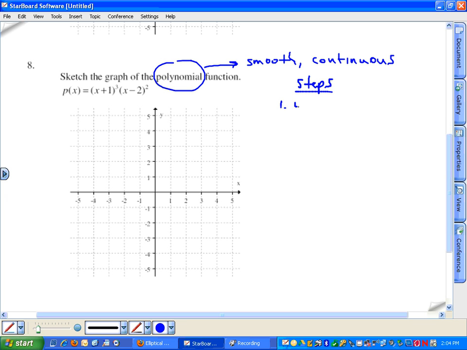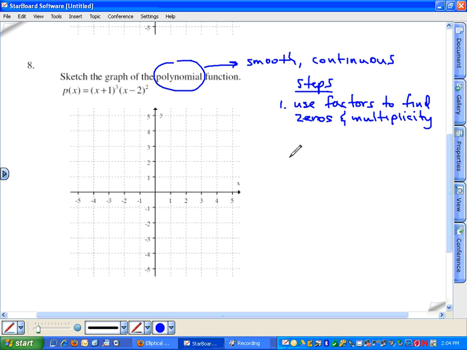Step 1 is to use factors to find zeros and the multiplicity of the zeros. And the multiplicity is important because there's two types of zeros. There's a 0 where the function crosses through at that point, and there's a 0 where the function bounces off the x-axis at that point. And that's determined by the multiplicity.